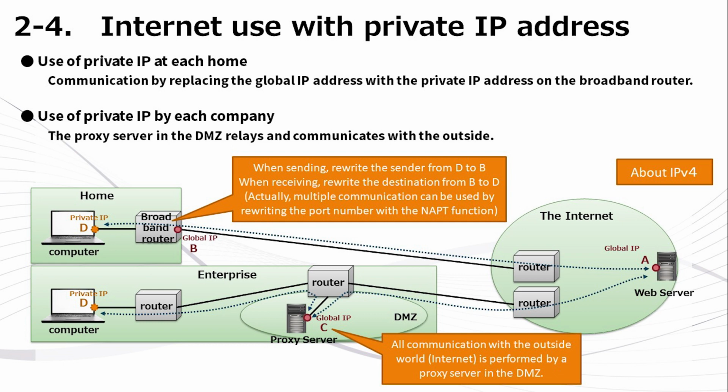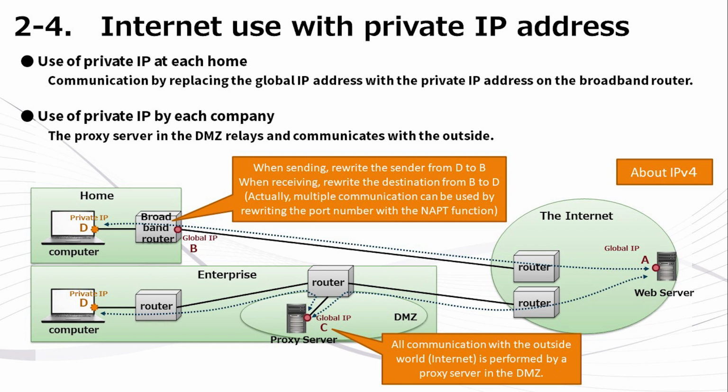This is because the broadband router converts the source IP address of the communication sent to the internet to a global IP address before sending it, and also converts the destination of the returned packet from the global IP address to a private IP address. As a result, even if many devices in the home are connected to the internet, they can be operated with a single global IP address. Also, in the internal networks of large companies, terminals do not directly access the internet and communicate via proxy servers.